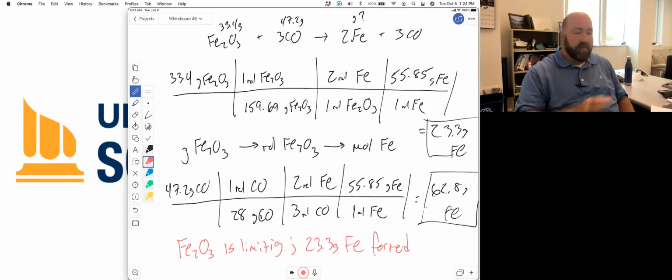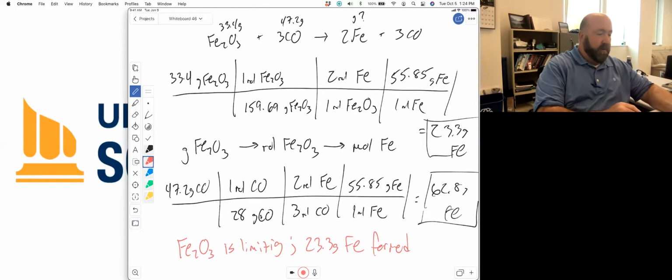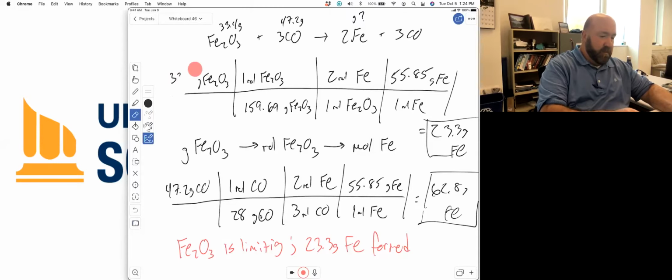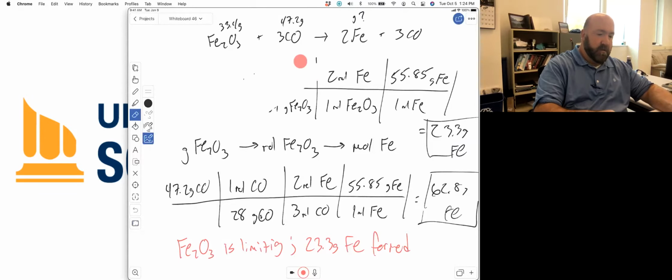Again, it's simply running through the whole entire process for both reactants. Whichever one creates the least, that one's our limiting reactant, and that's how much of the product we'll be able to make. Our next method is what I call the mole ratio method. Let's go ahead and erase what we've done here.